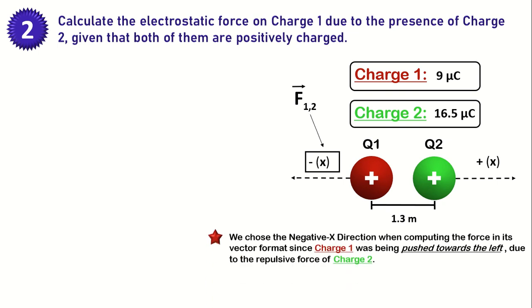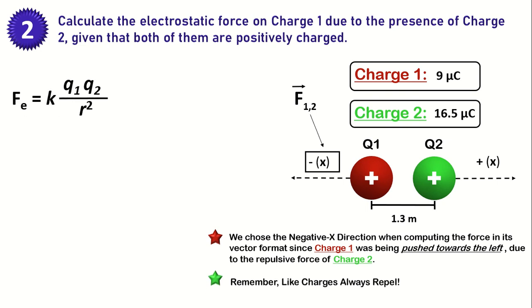Alright, so once again, we chose the negative x direction when computing the force in its vector format, since charge 1 was being pushed towards the left due to the repulsive force of charge 2. And remember, like charges always repel. Alright, so now we can plug it into Coulomb's law equation, which states the electrostatic force is equal to K times Q1 times Q2 divided by R squared.